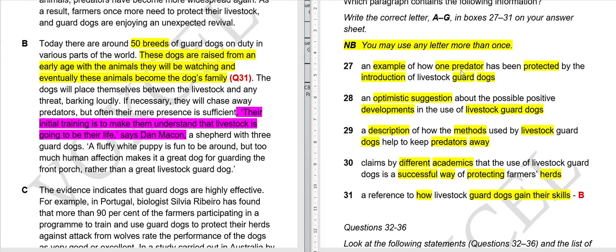An example of how one predator, no. An optimistic suggestion about the possible positive, no. A description of how the methods used by livestock guard dogs keep predators away. Is there any method mentioned that guard dogs use to keep predators away? I will give you 5 seconds to figure out the answer. Yes or no?